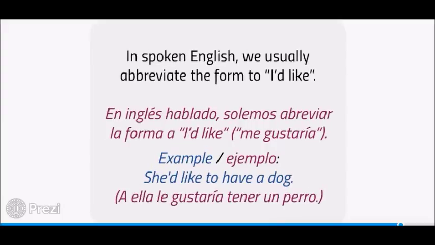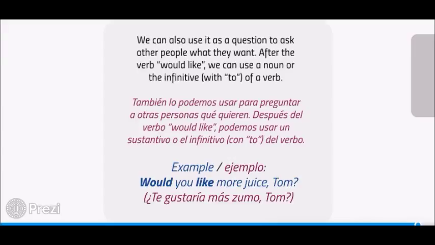In spoken English, we usually abbreviate the form to I'd like. Example: she'd like to have a dog. We can also use it as a question to ask other people what they want. After the verb would like, we can use a noun or the infinitive with to of a verb. Example: would you like more juice, Tom?